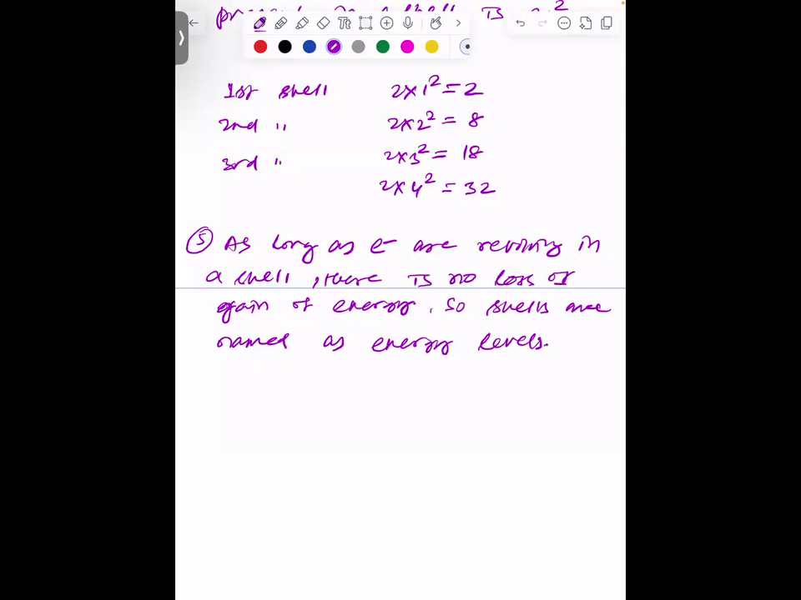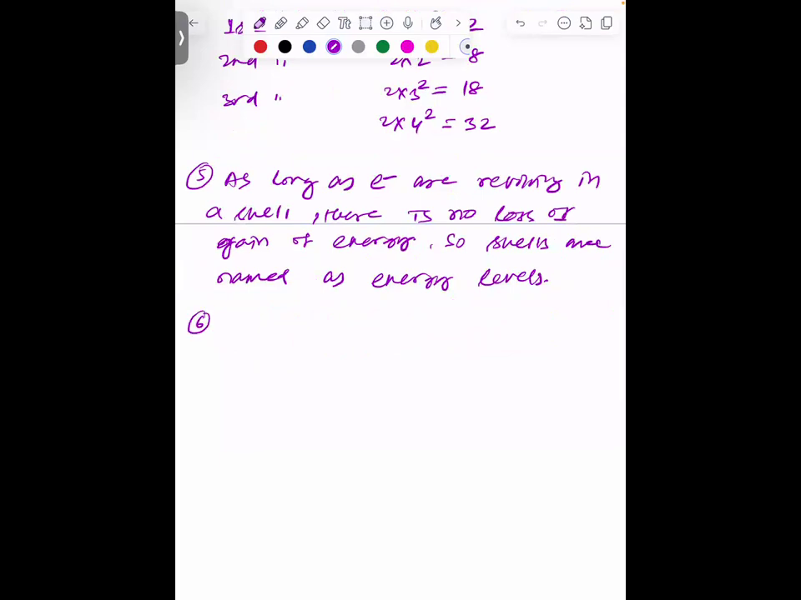So with an increase in shell number, energy increases. Shell number 1 is associated with the least energy, and the electron present at infinity is associated with the highest energy. So electron in shell number 1 has the lowest energy. If an electron in shell number 1 absorbs some energy, then it will jump into a higher shell. Which higher shell depends on how much energy it absorbs. Accordingly, it will jump to the higher shell.